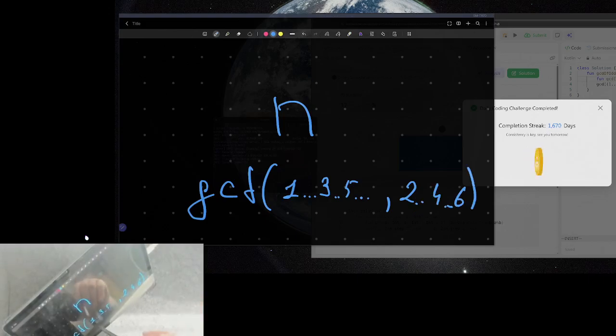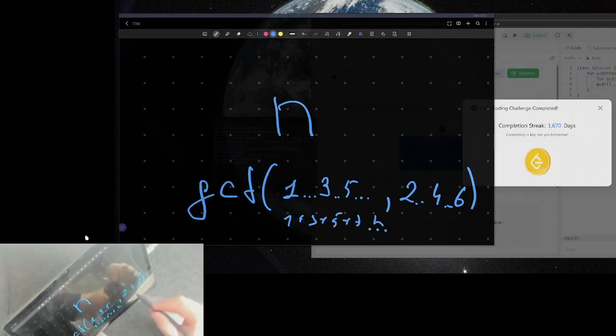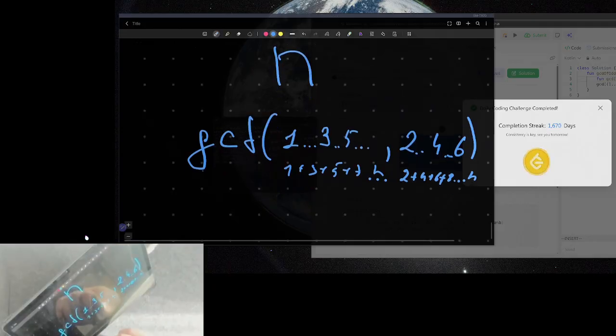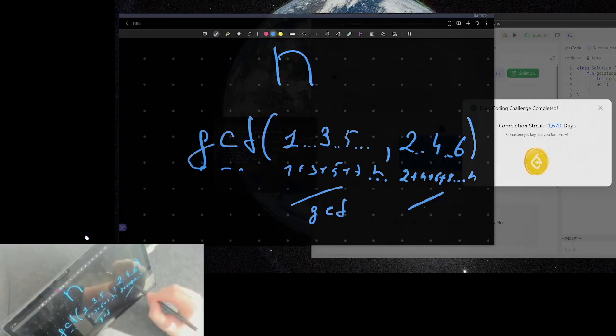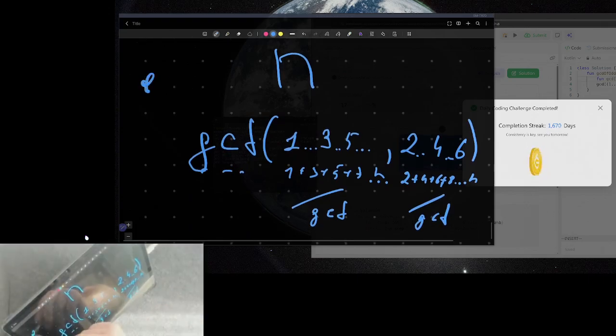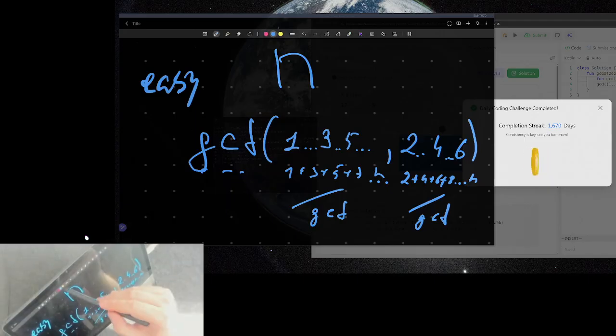So the sum of the odd numbers is 1 plus 3 plus 5 plus 7 and so on up to n, and the sum of the even numbers is 2 plus 4 plus 6 plus 8 up to n. And the greatest common divisor is the biggest number that can be used to divide it without the remainder. Okay, this is an easy problem, and we can just do this calculation of the sum.